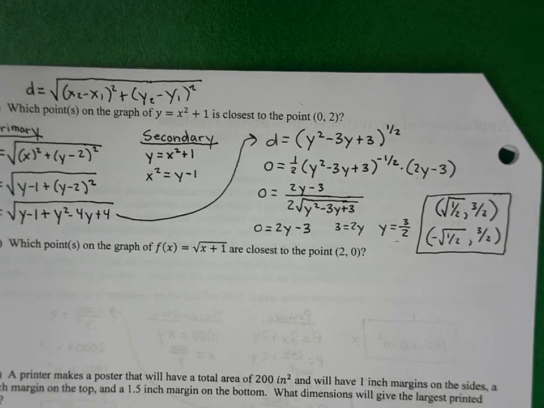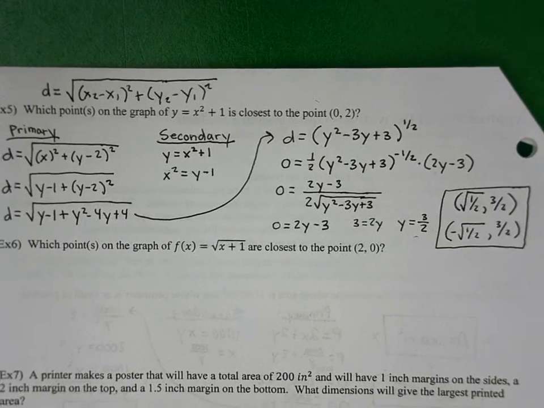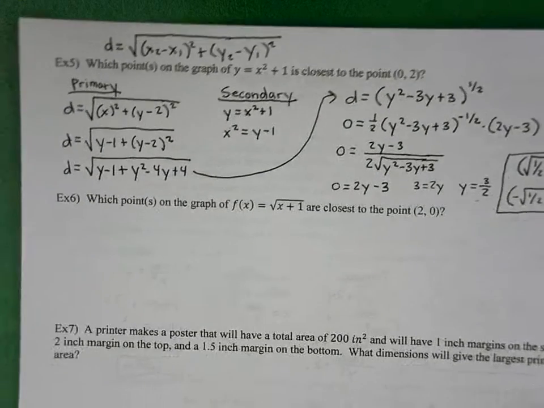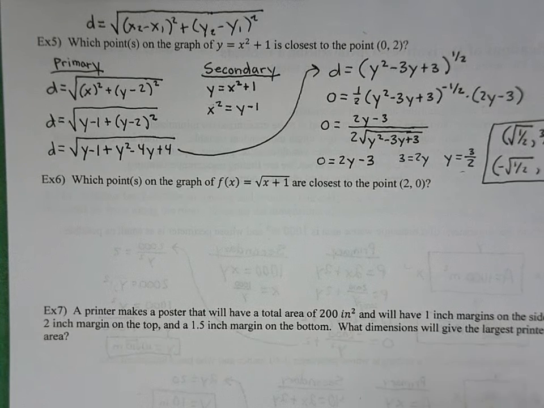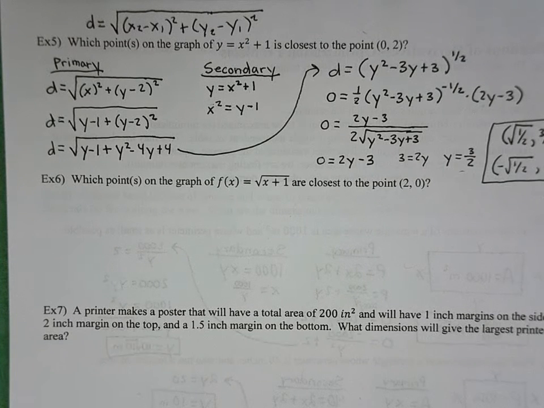Okay, let's go ahead and do one more, at least very similar to this one that we've just completed. Again, my challenge to you, pause it with each step, try it on your own, then start the video again so you can check. Okay, so which point or points on the graph of f of x equals root x plus 1 are closest to the point (2, 0)?